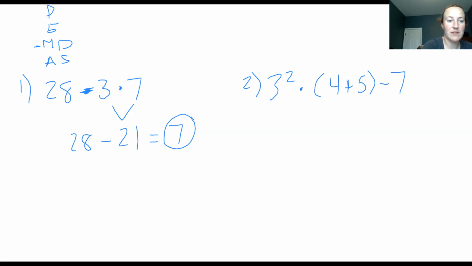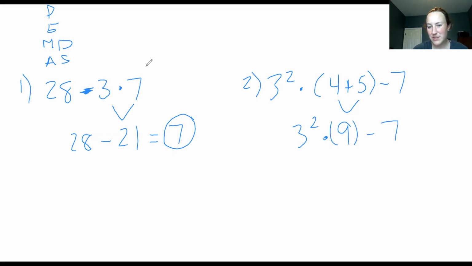Okay. Order of operations. We want to start with parentheses. In this problem, we have parentheses. 4 plus 5 gets me to 9. Everything else I'm going to keep the same. So 3 squared still times 9 minus 7.